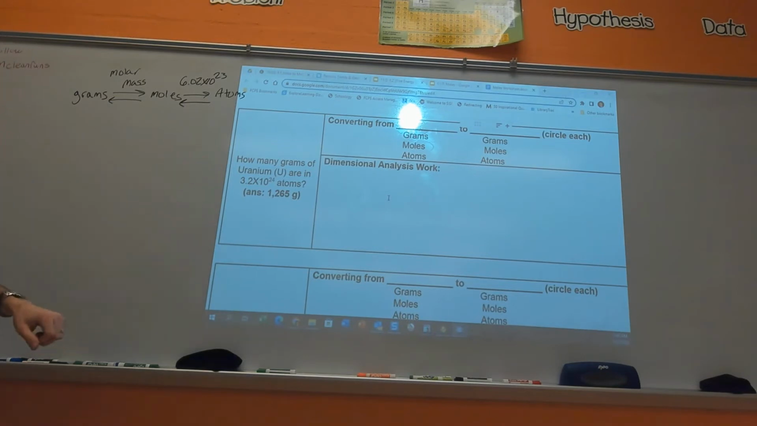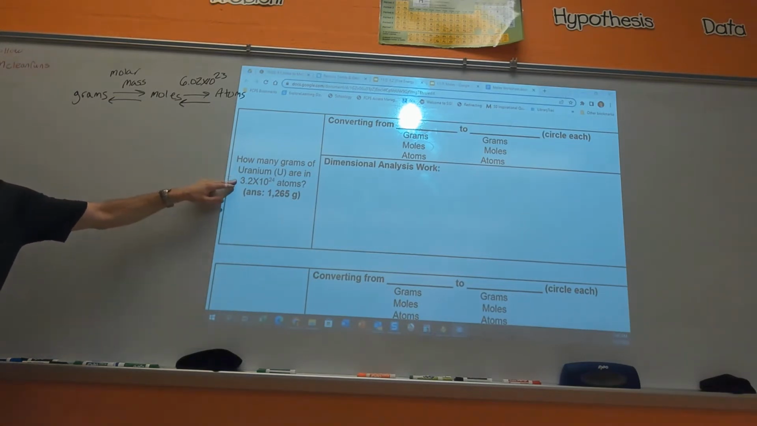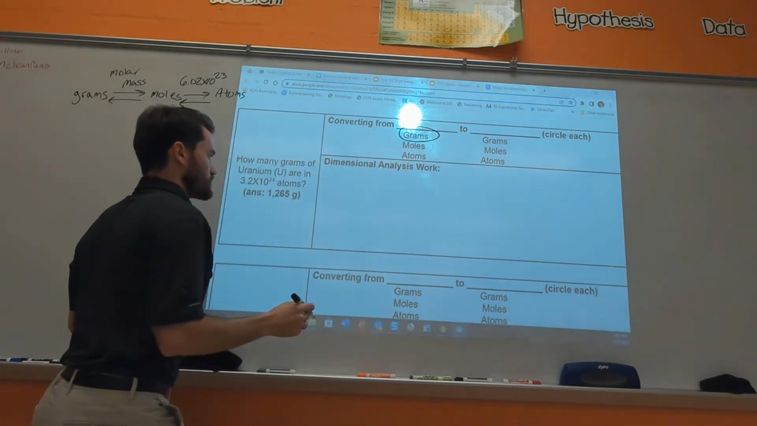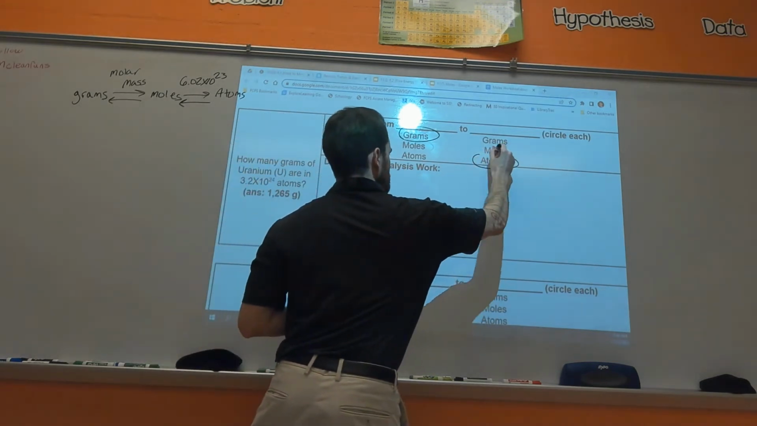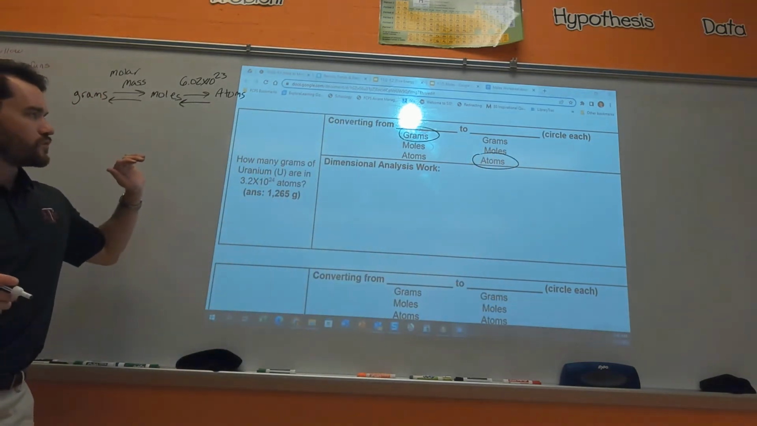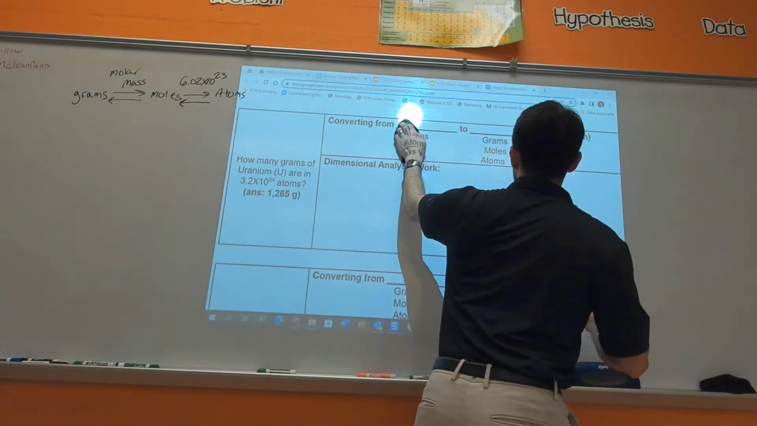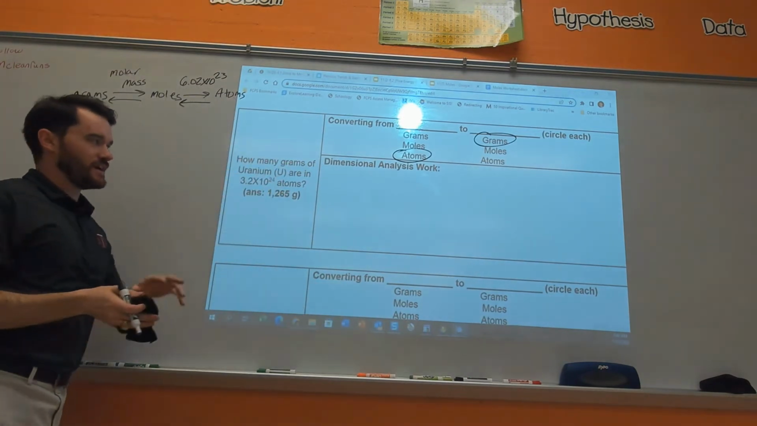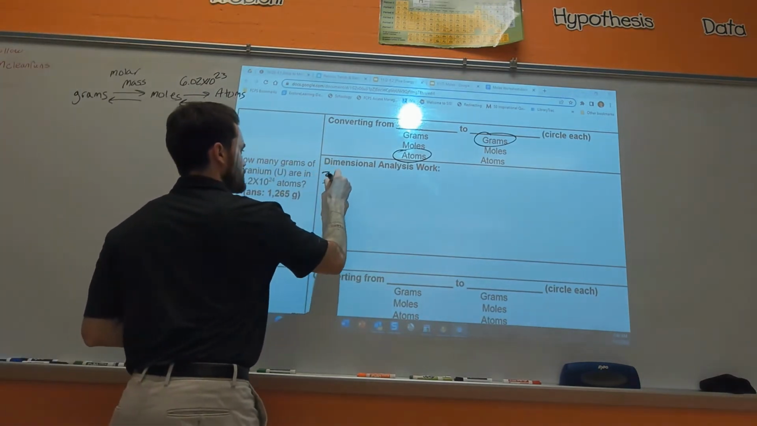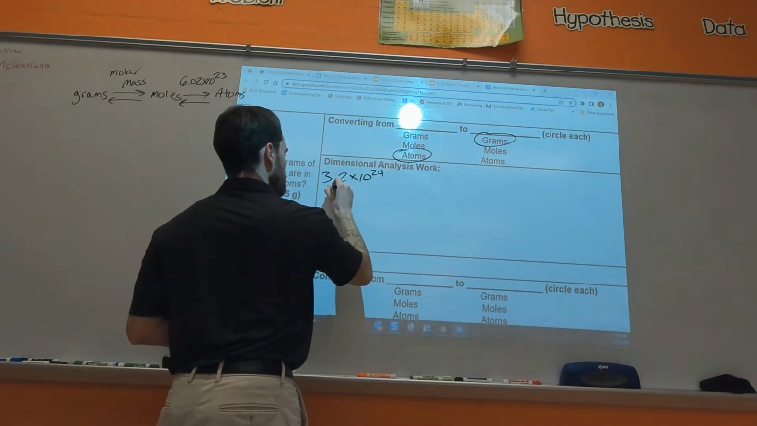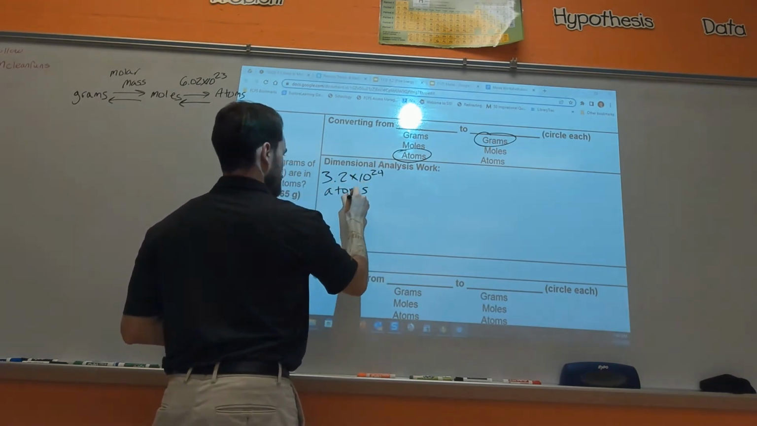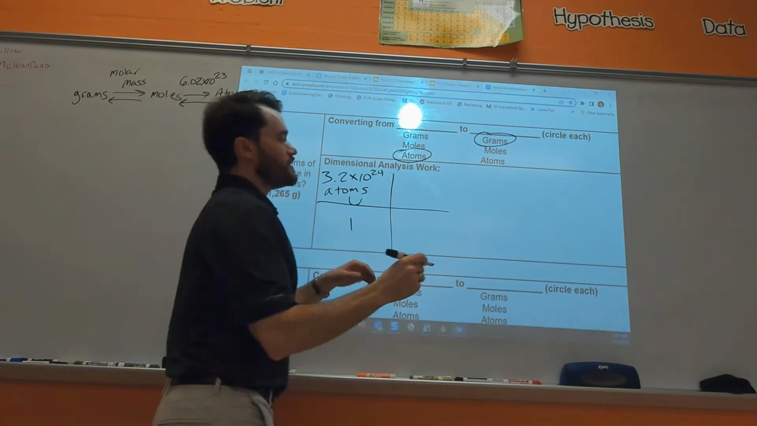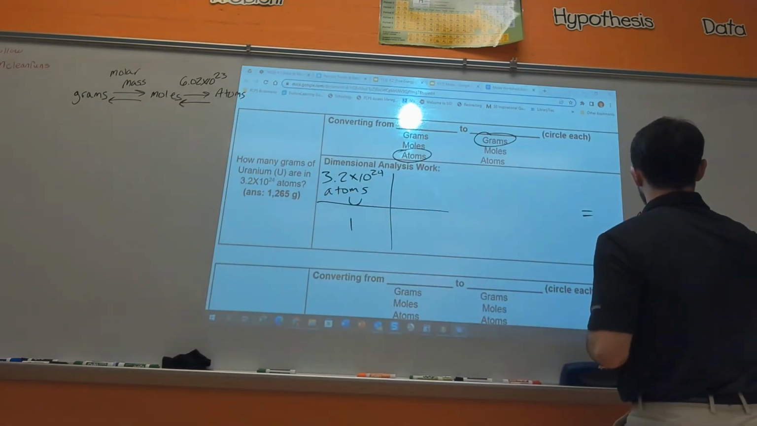They tell us how many grams of uranium are in 3.2 times 10 to the 24th atoms. So you're starting with grams, circle grams, and you're trying to get yourself into atoms. Oh, I'm sorry, I said it backwards. You're starting with atoms, and you've got to get yourself into grams. So write down the number you start with: 3.2 times 10 to the 24th atoms of uranium, and put that over 1. You're trying to find grams of uranium.